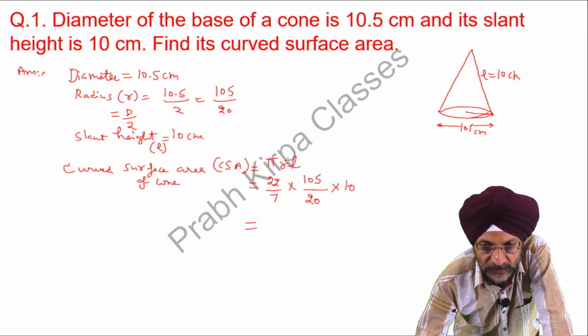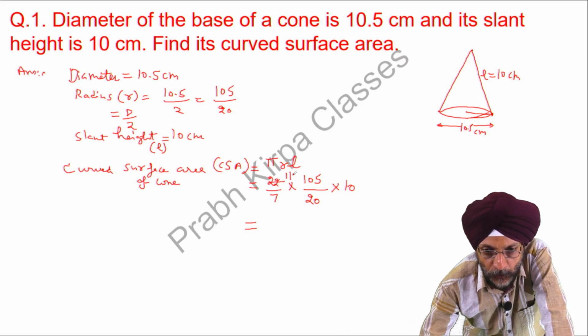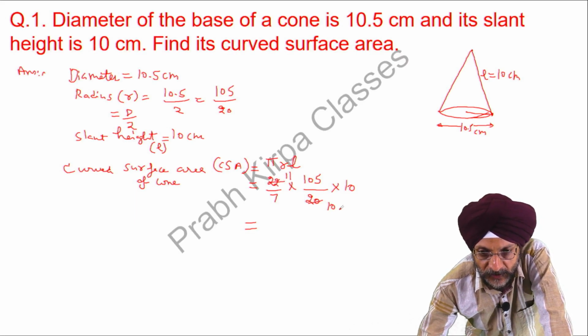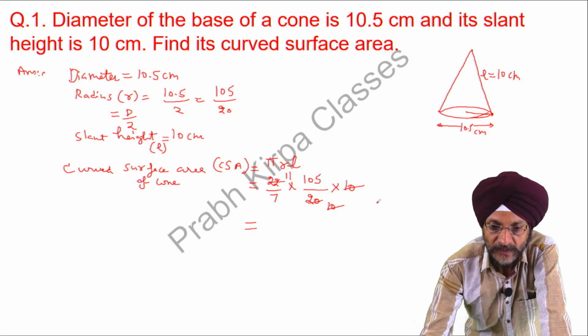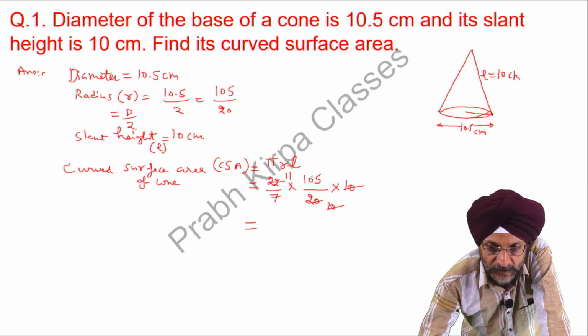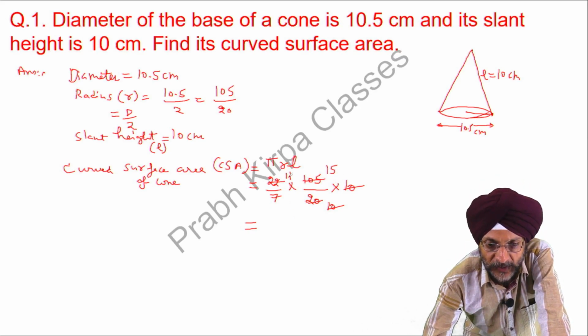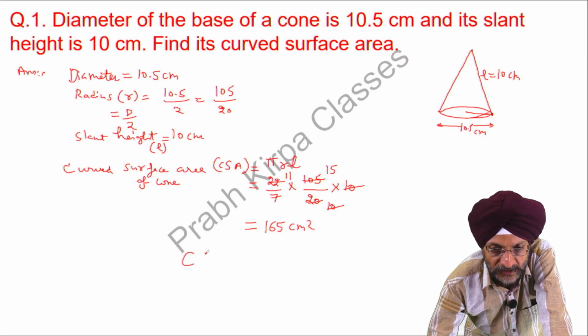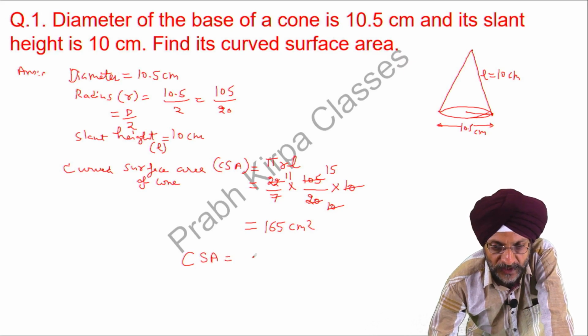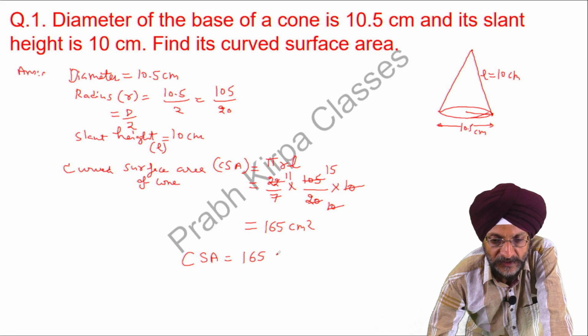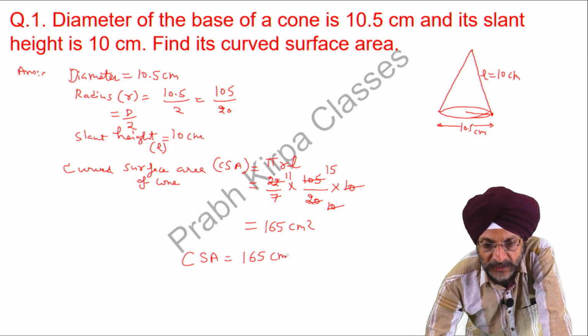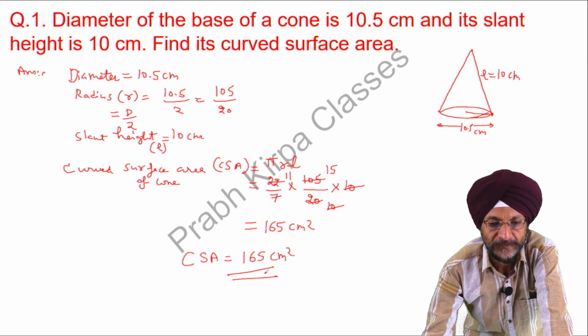We will solve here. It can be divided by 2. It can also be divided, 10 is cut here. We can cut 7 with here. Now we will multiply 11 with 15. It will become 165 square centimeter. So the answer before us is: CSA of cone is equal to 165 square centimeter. This is the answer.